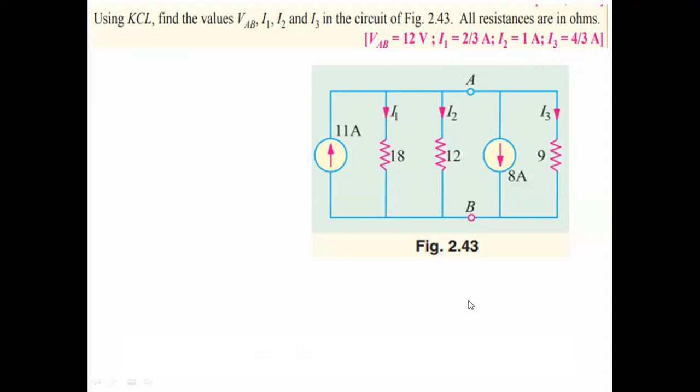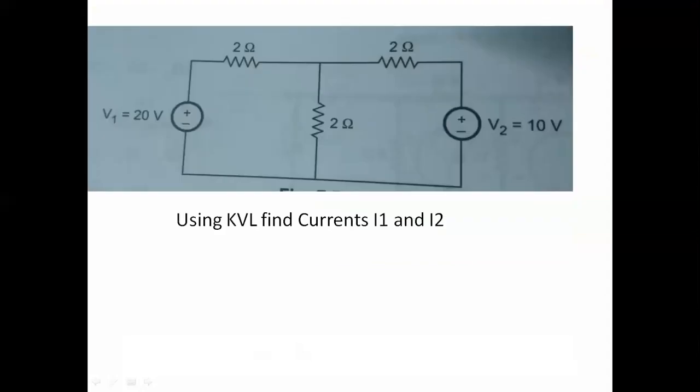Okay. These are the applications of KCL. So now we have to shift to KVL, the application of Kirchhoff's voltage law. For Kirchhoff's voltage law, we have to find the currents I1 and I2.